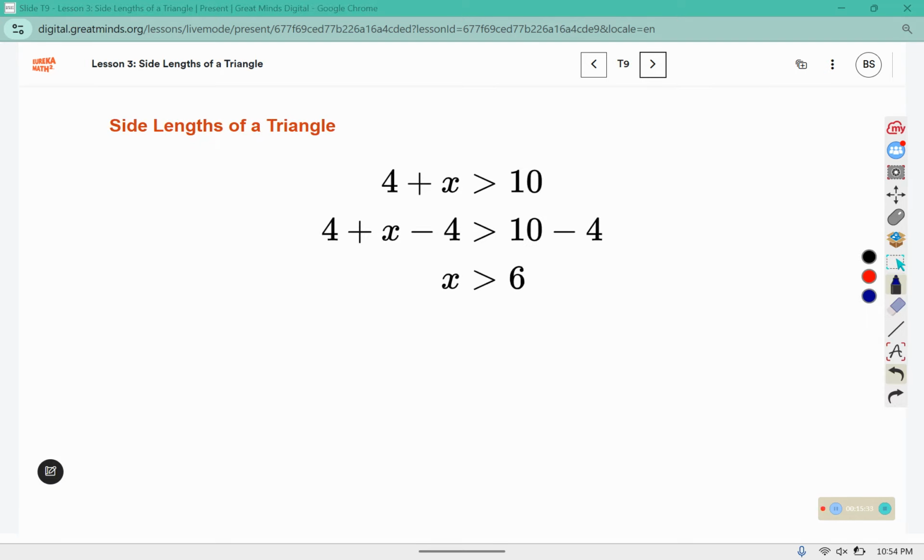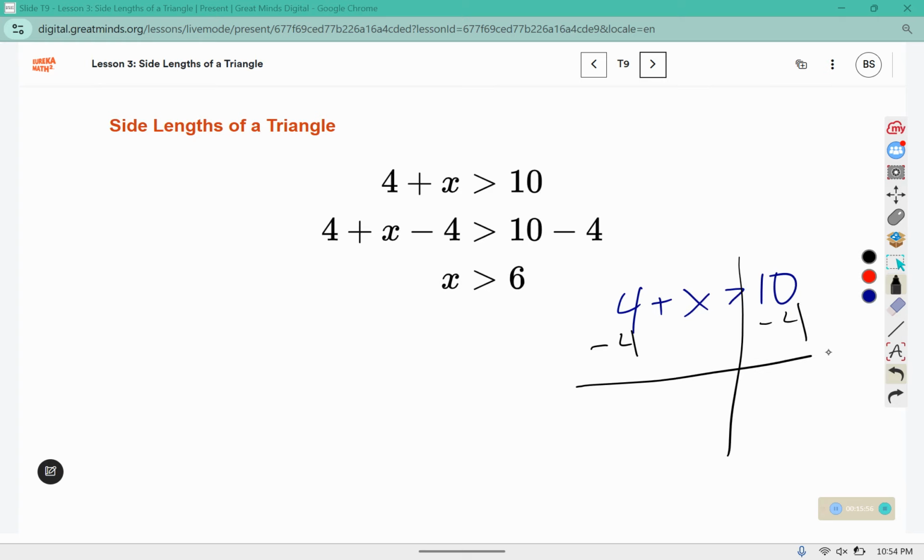And this is the case where 10 is the longest. The sum of the two shortest is bigger than 10. We would solve this like an equation. We subtract 4 from both sides. 4 minus 4 is 0. X still remains here. 10 minus 4 is 6. And we didn't multiply or divide by a negative, so our symbol faces the same way.